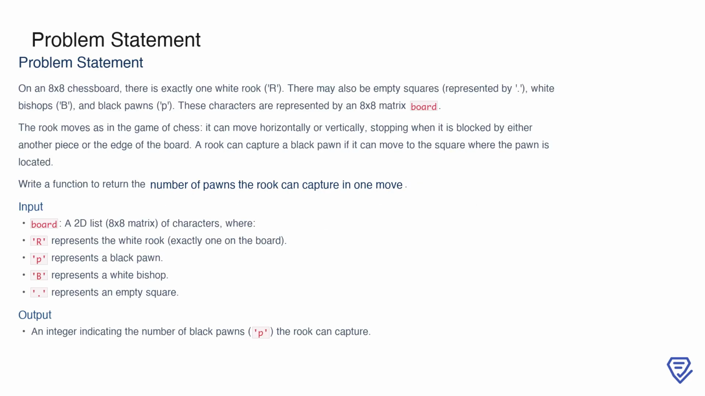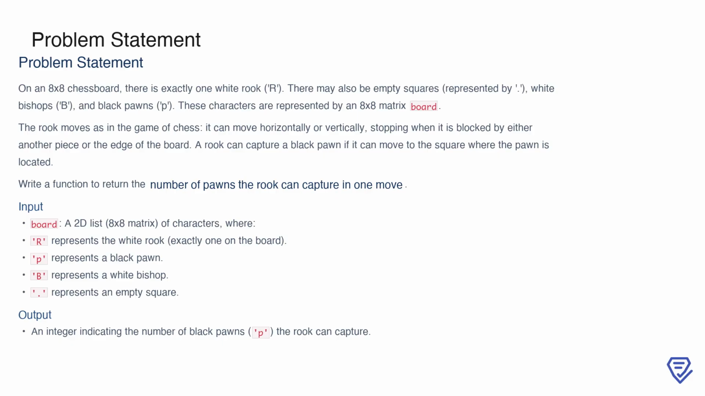In this problem, we are working on an 8x8 chessboard where there is exactly one white rook, denoted by the letter R. The board may also contain other elements like empty squares, represented by a dot, white bishops, represented by B, and black pawns, represented by P. These elements are organized in an 8x8 matrix, referred to as board.